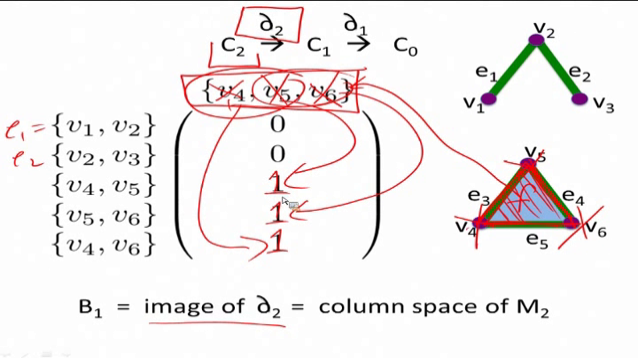So we have this thing right here where our boundary map is represented by 0, 0, 1, 1, 1, and so that's our boundary map. Any questions?